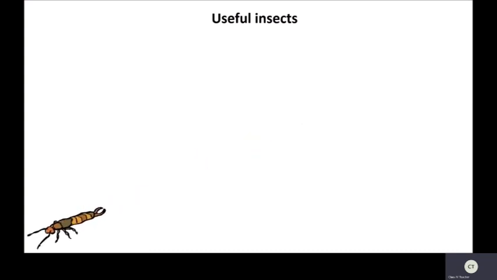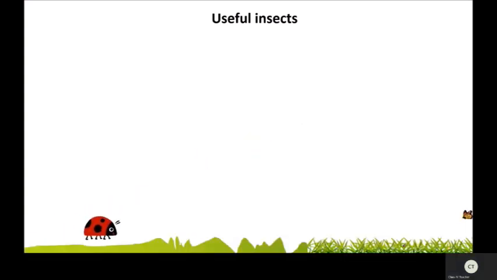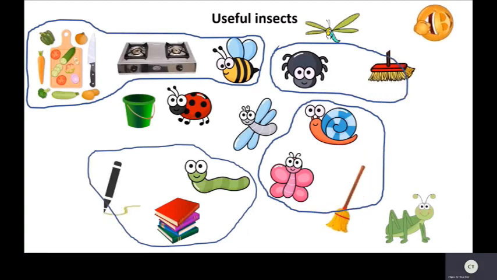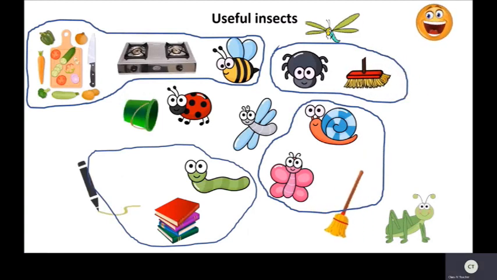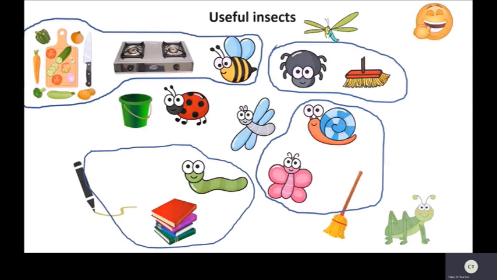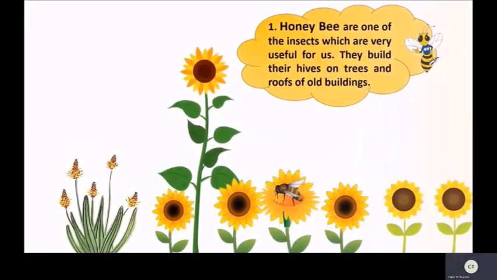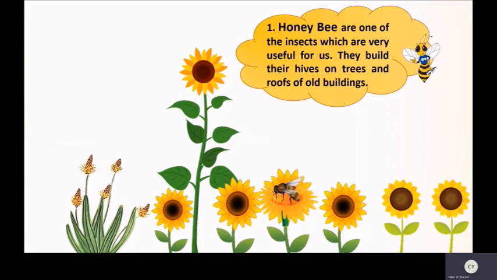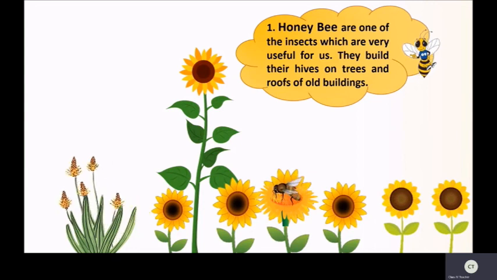Useful insects. Let us see about these useful insects. See the insects here? Yes. How they are useful to us, let us see. Now see here, honeybees are one of the insects which are very useful to us. They build their hives on the trees and roofs of old buildings.